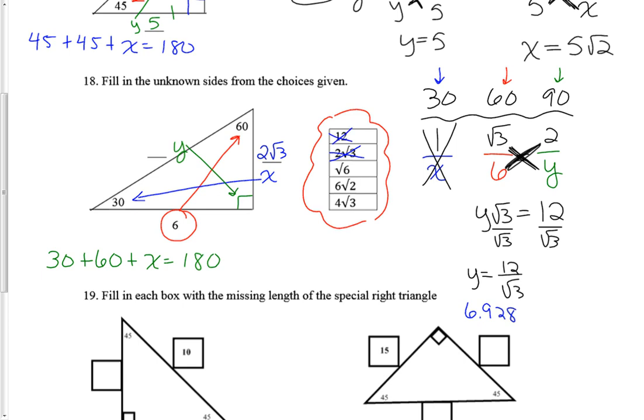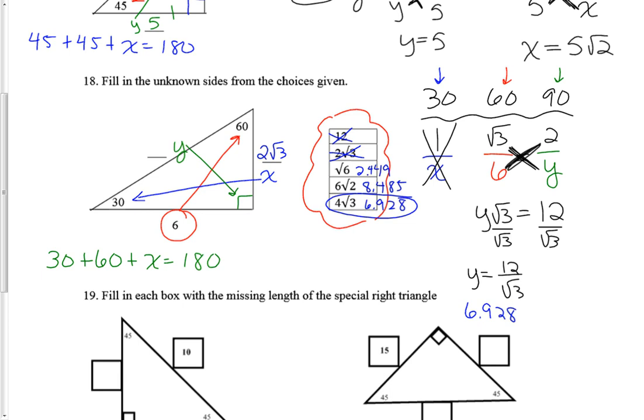I tried the square root of 6 on my calculator, and the square root of 6 is 2.449. So that's not what I'm looking for. 6 times the square root of 2 gives me 8.485. That's not what I'm looking for. 6 times the square root of 3 is 6.928. That's what I'm looking for. So this should be my y value.